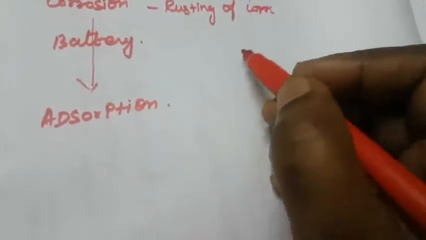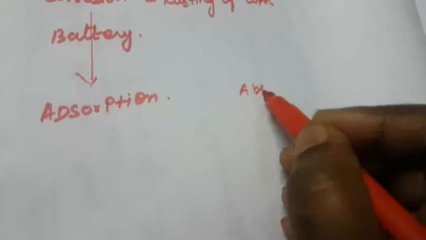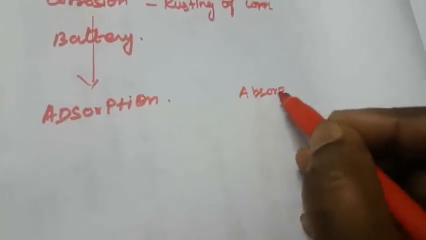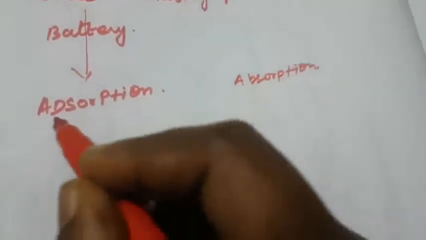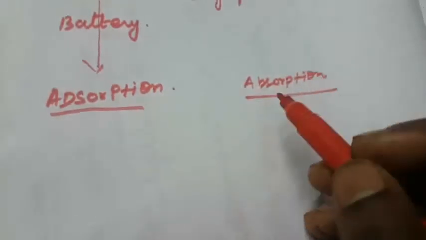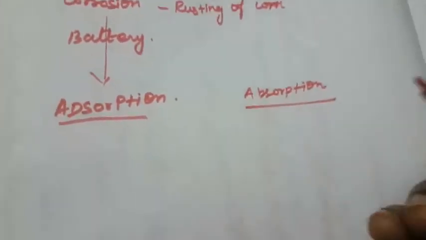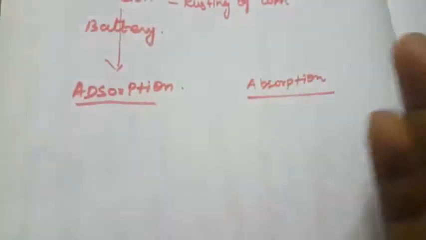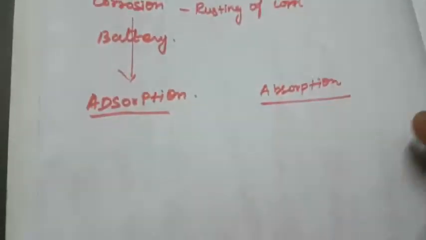What is meant by absorption? Only one letter is changed. Adsorption means it takes place on the surface. Absorption means it is inside the substance. Absorption means it soaks in; adsorption means it only sticks on the top. That is adsorption and absorption.